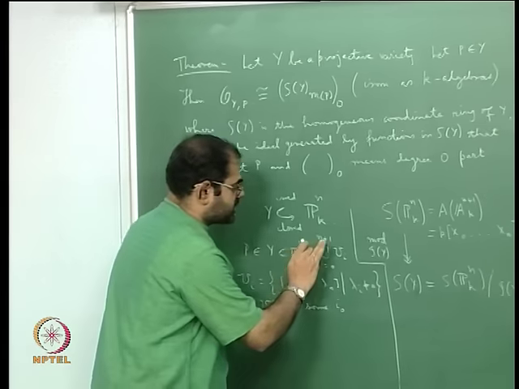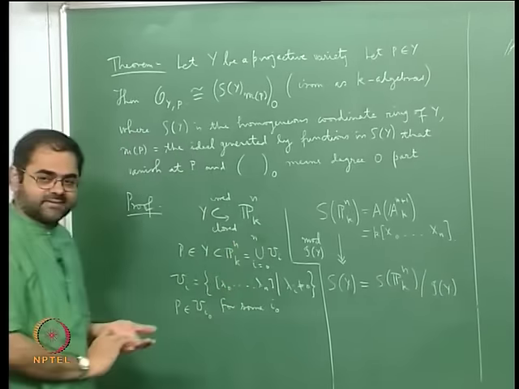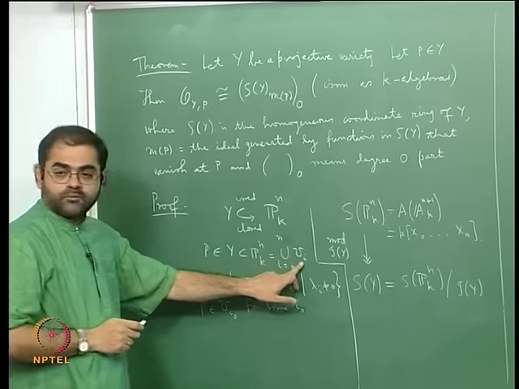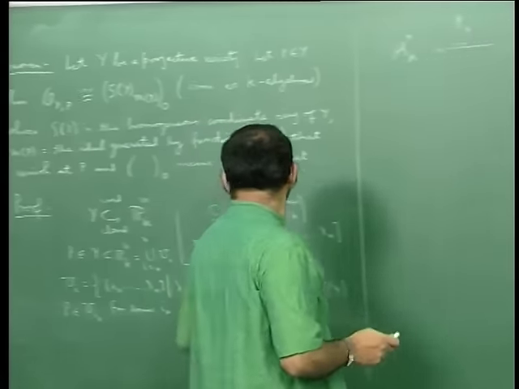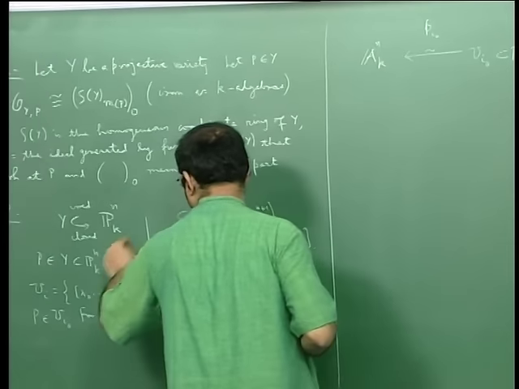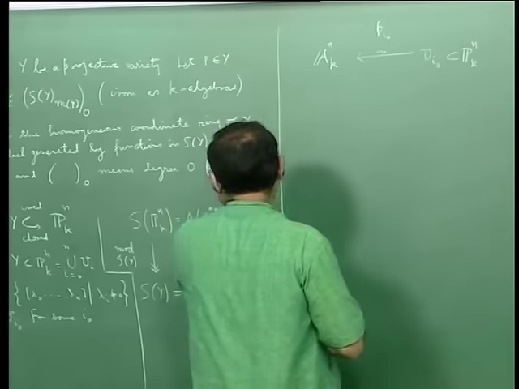No, you are right, I should start with 0 and end with n. Thank you. It should be u0 through un, there are only n plus 1 of them. So it should be i equal to 0 to n. Okay, thank you for that.